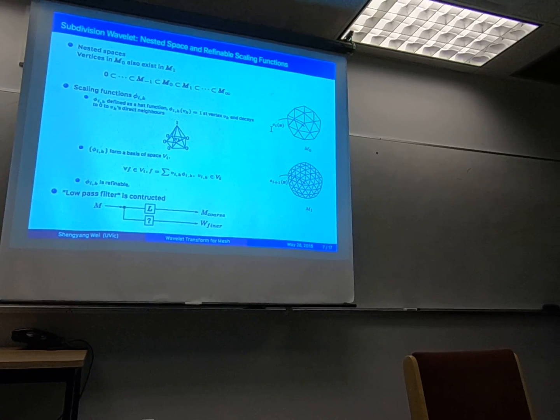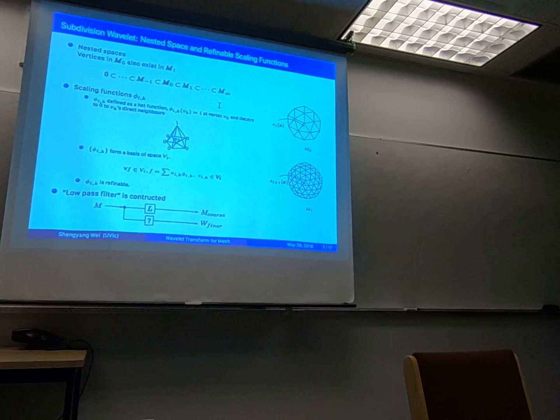So, for example, the nested space: you can see obviously the vertices in mesh M0 also exist in mesh M1. If we subdivide mesh M1, we can get an even finer mesh, and the vertices in M0 also exist in the finer meshes. Okay. We also need to find a set of scaling functions.